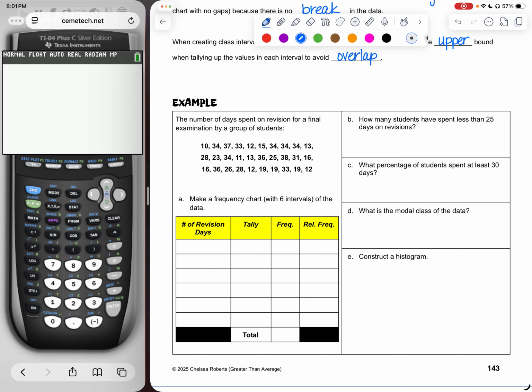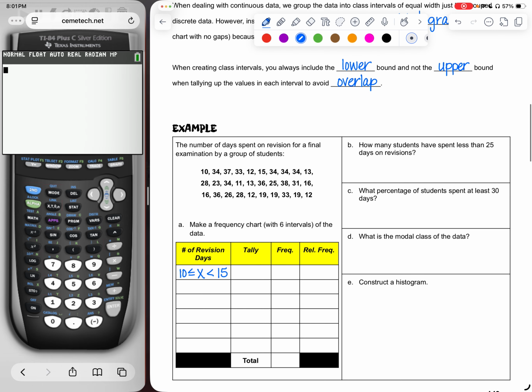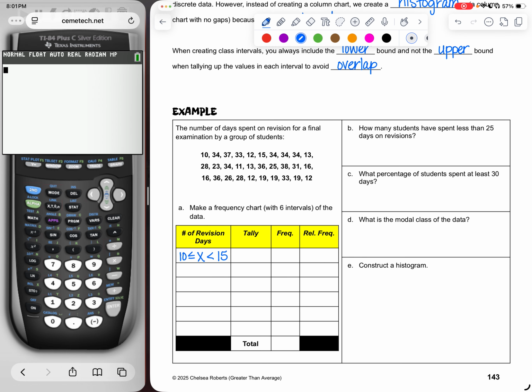So let's say we start off going in 5. Let's say we start at 10. So we're going to have 10 is less than or equal to X, which is less than 15. Now remember what I said. You include the lower bound, which is why we have the equal to on the lower side, but we don't have the equal to on the upper side because you can't include 15 there.